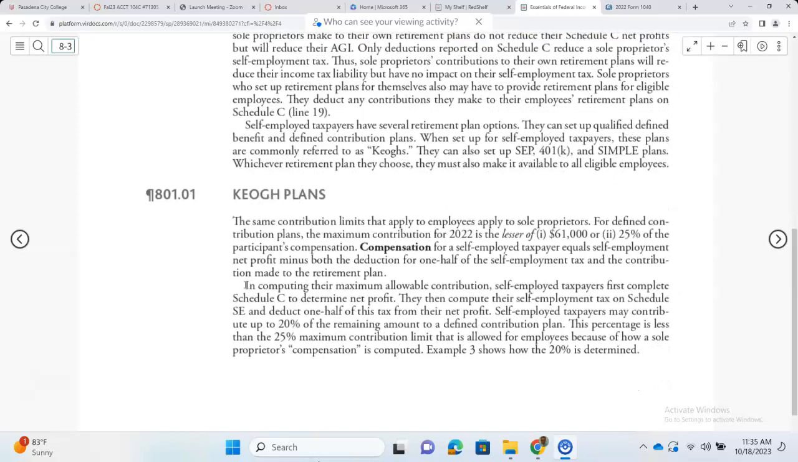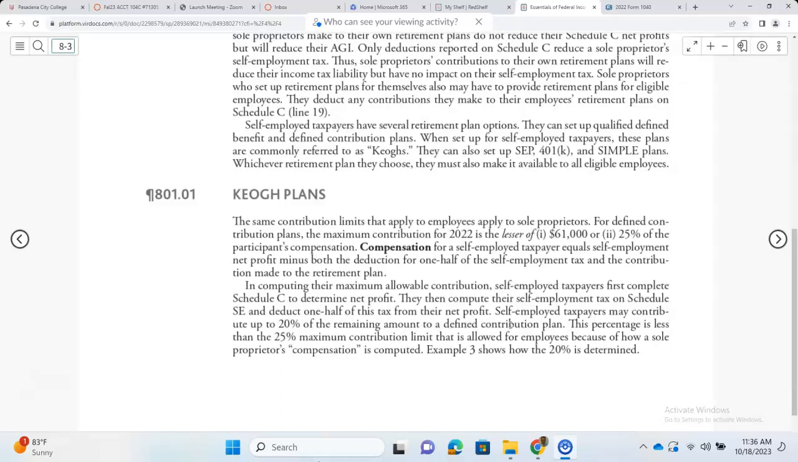But here is the tricky part in computing the maximum allowable contribution. Self-employed taxpayers first complete Schedule C to find out the net profit. After net profit is determined, they compute the self-employment tax, so they can deduct half of this self-employment tax from the net profit. And the self-employed taxpayer may contribute up to 20% of the remaining amount to a defined contribution plan.